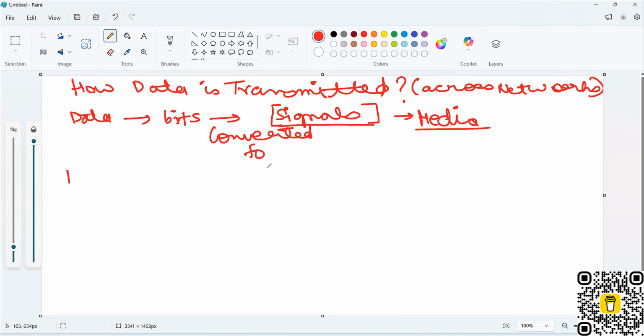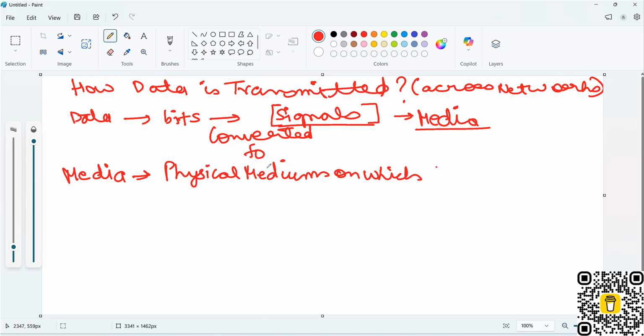But first of all, let me discuss what a media is, through which the signal is transmitted. Media refers to the physical medium on which the signal is transmitted. For transmitted, I am only writing Tx, which means transmitted.